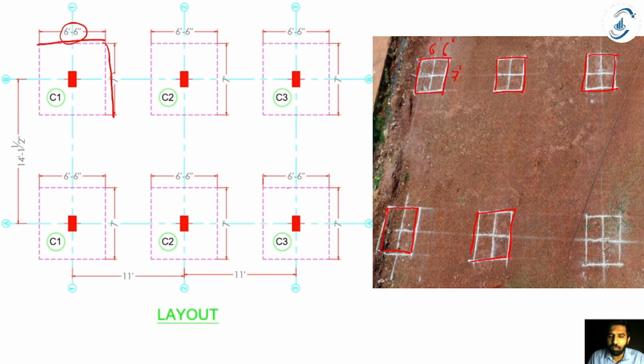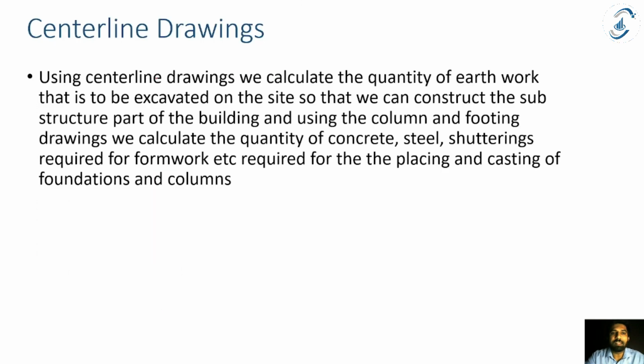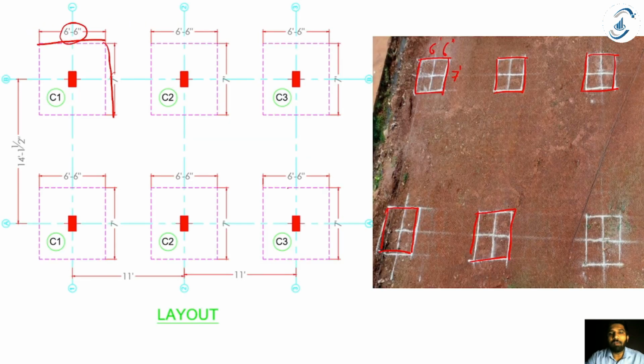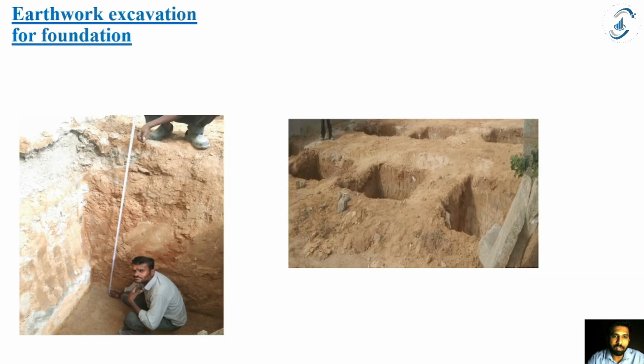So what are centerline drawings? Centerline drawings give us the location of the excavation pit, along with the location of the column, and the distances between the center to center of the columns, and the distance between the excavation pits. So we have centerline drawings which define the location where the excavation is to be done, and in these excavation pits we place a foundation. Okay, so we have discussed one type of drawings now, that is centerline drawings.